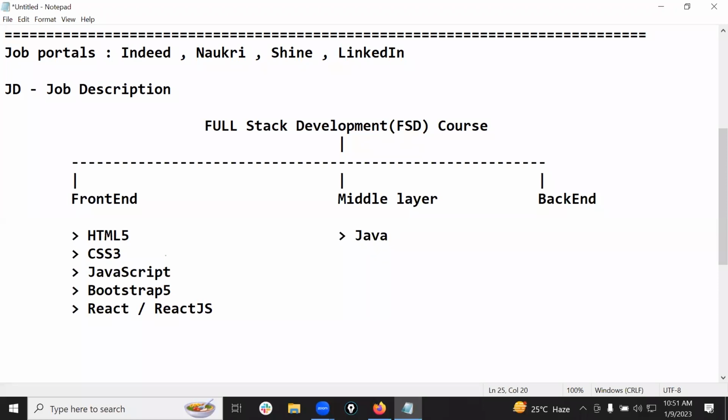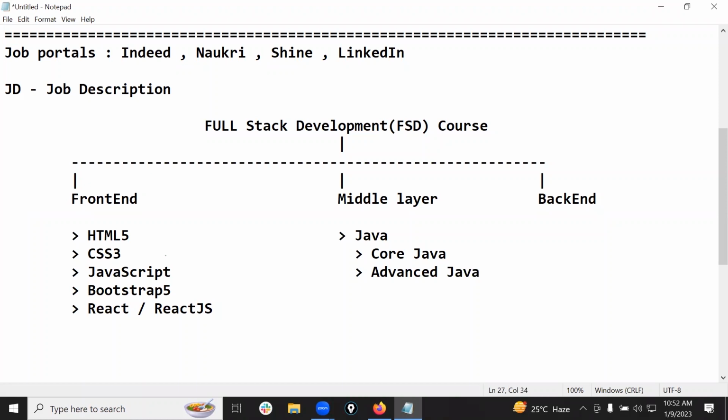So many people are thinking, "Arey, sir, Java comes under backend." No. Java actually comes under what here? Middle layer. Why? Because we are learning which course? Full stack development course. So for those who learn only full stack development course, Java is not a backend, it is a middle layer. So middle layer Java is there here. Java means we need to learn core Java. We need to learn advanced Java. We need to learn both.